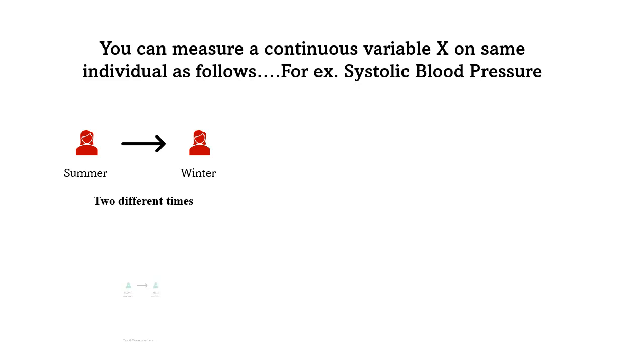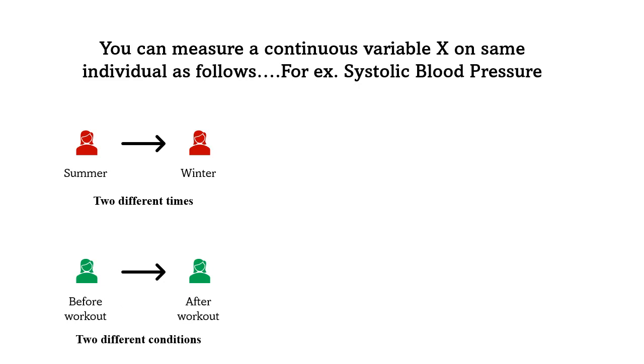The second scenario could be you can measure this systolic blood pressure before workout of the same individual and after the workout. So this is again the same variable being measured at two different conditions.